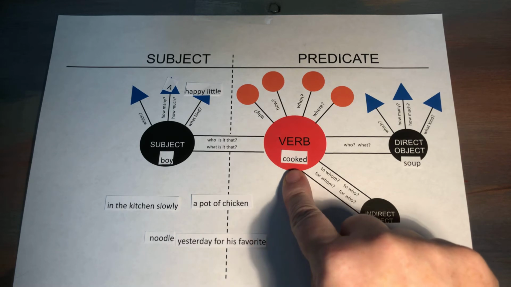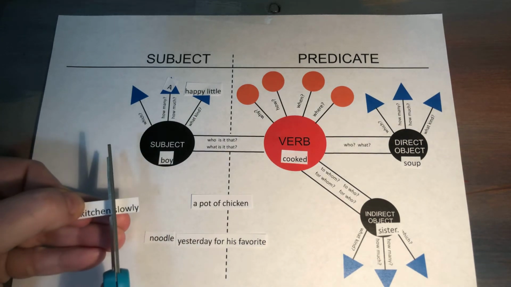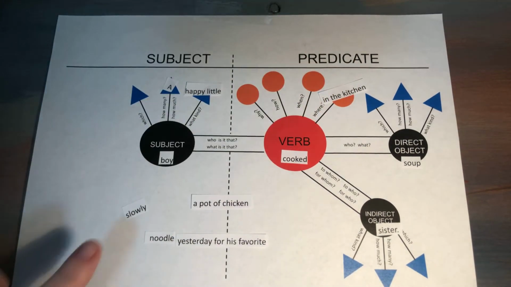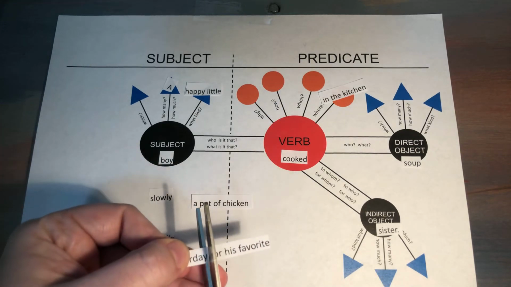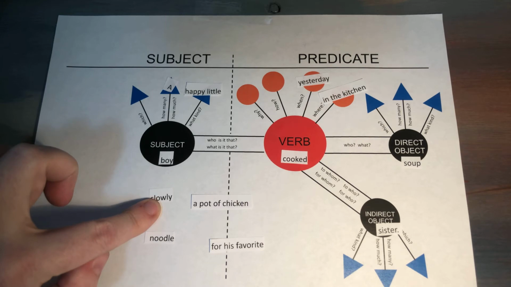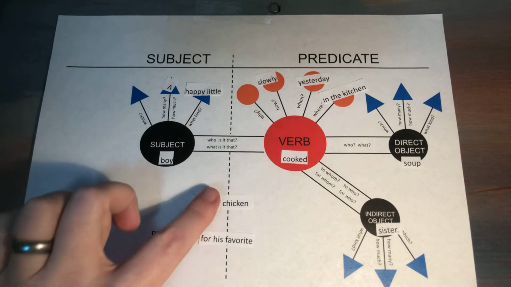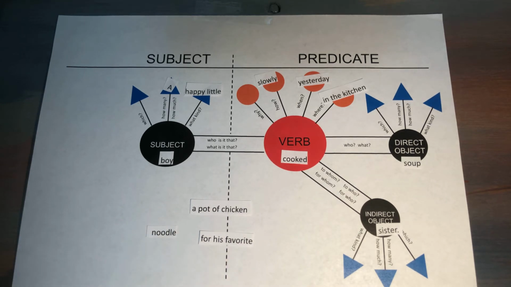And what did he do? He cooked. Where did he cook? In the kitchen. So let's cut out in the kitchen, because that is where he cooked. When did he cook? He cooked yesterday. So let's cut out the word yesterday and put it on when. How did he cook? He cooked slowly. Do we know why he cooked? No, it doesn't really say. We could use for his maybe, but let's wait and see.